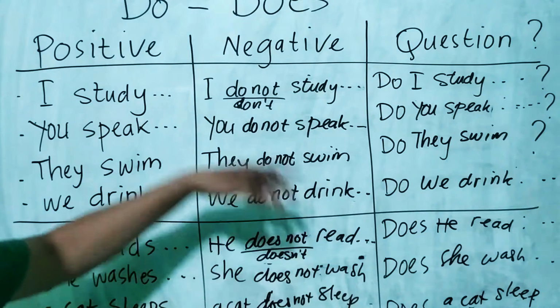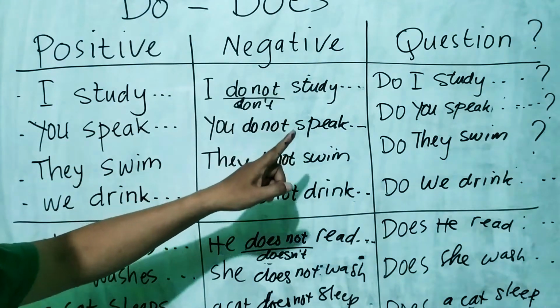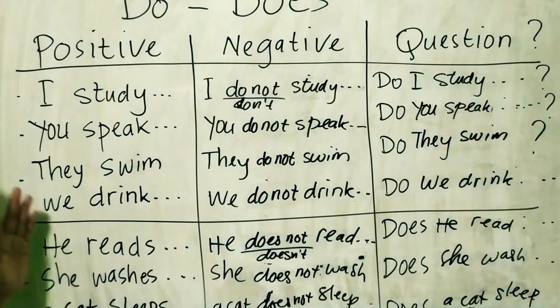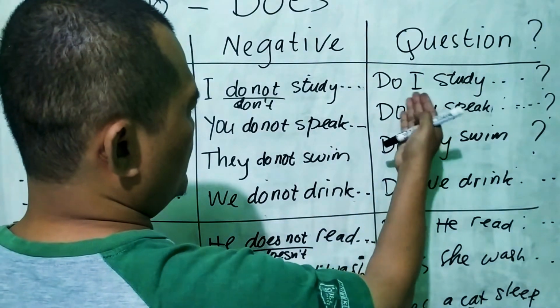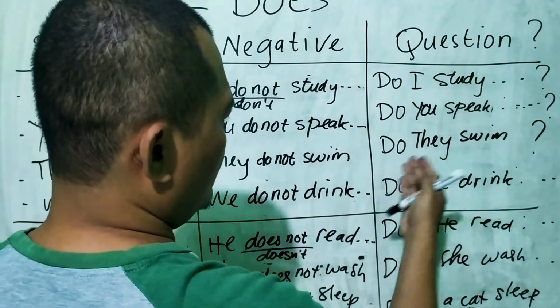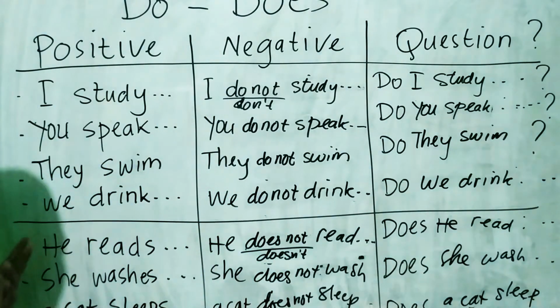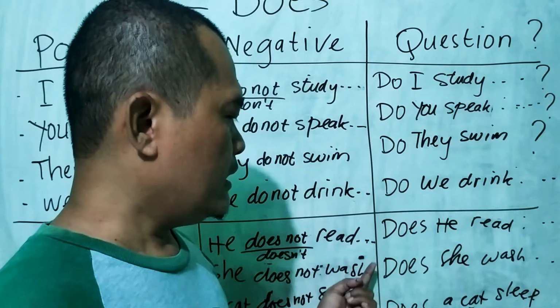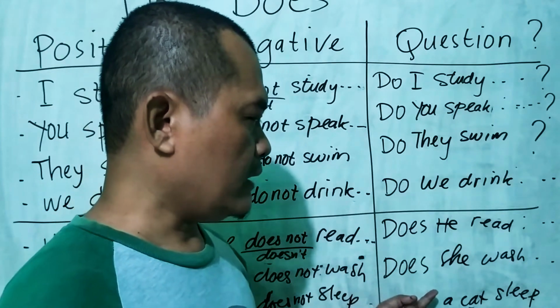Yeah, use do and does. If the subject is I, you, they, or we, in a question use do I, do you, do they, do we. But if the subject is he, she, or it, and a cat is it because it's singular, the question is does he, does she, does a cat, or does it.